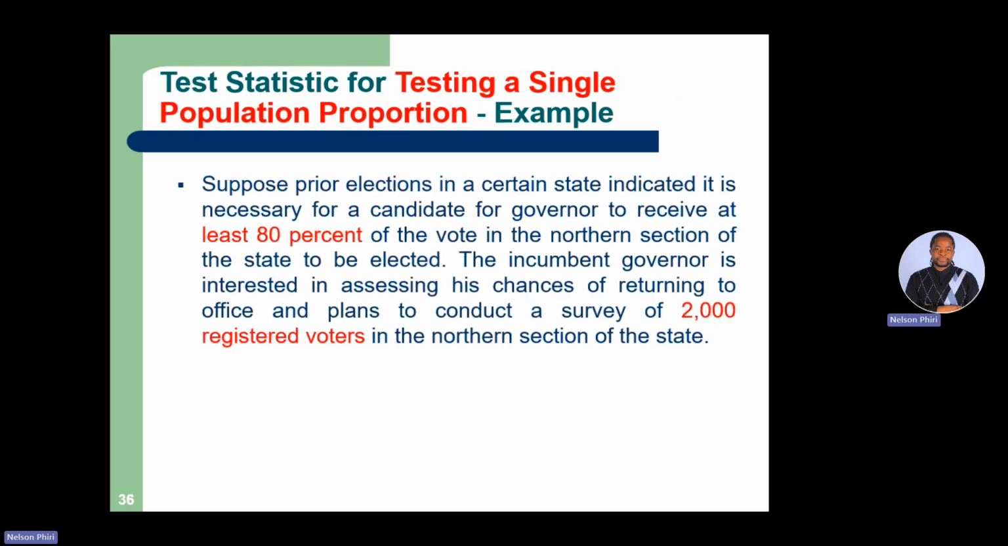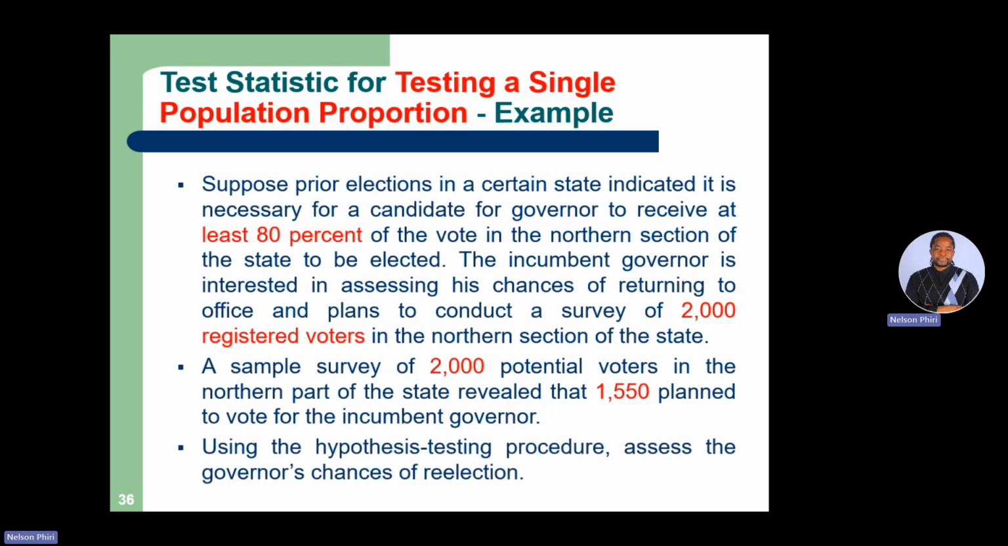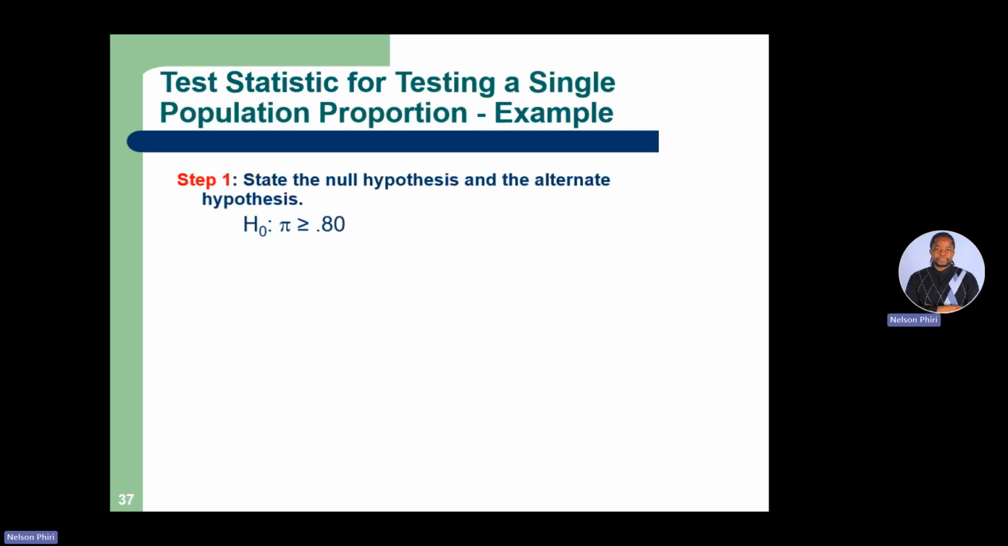So we have that question. Suppose prior elections in a certain state indicated that it is necessary for a candidate for governor to receive 80% of the vote in the northern section of the state. The incumbent governor is interested in assessing his chances of returning to office and plans to conduct a survey of 2,000 registered voters in the northern section. In the survey of 2,000, the potential voters revealed 1,500 plan to vote for the incumbent. So the proportion there should be 1,500 divided by 2,000, as you see.